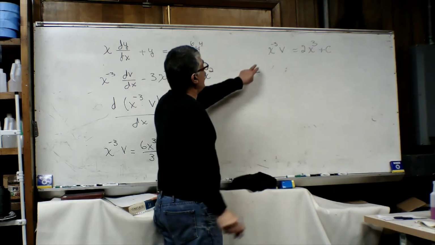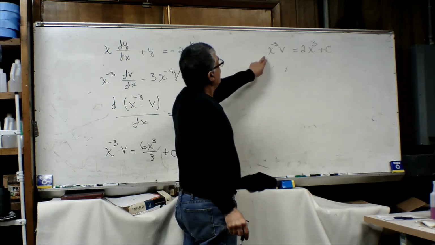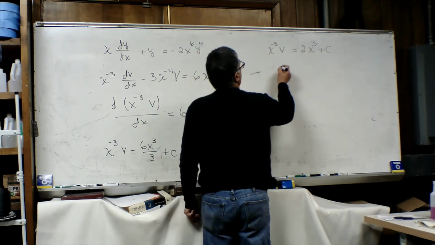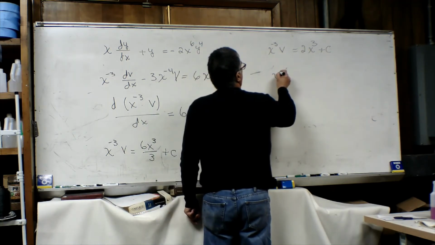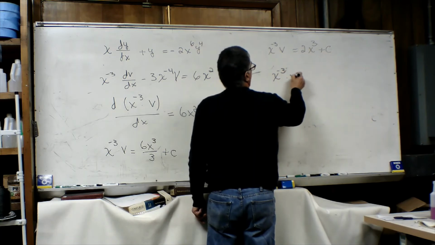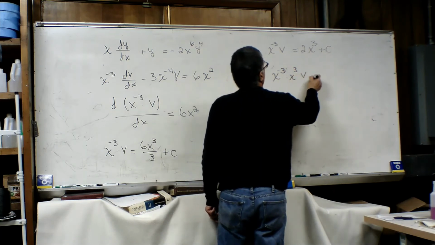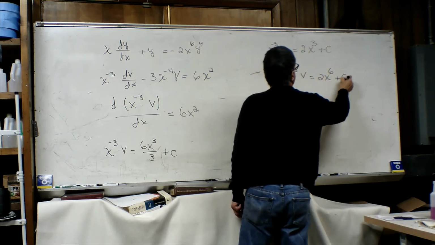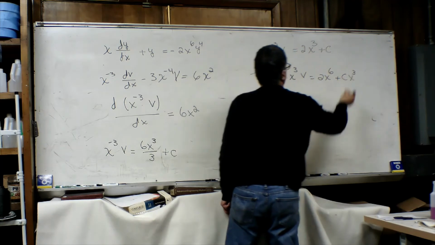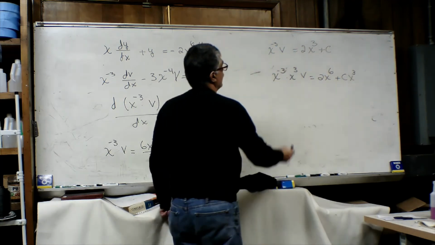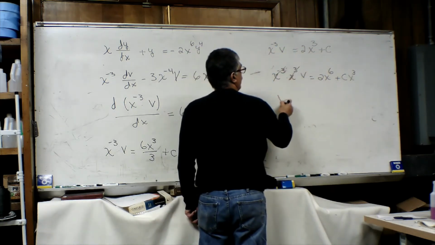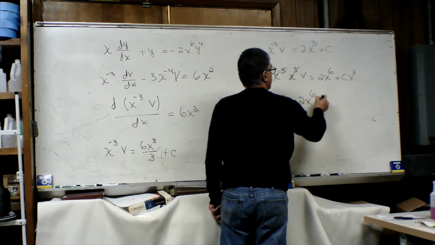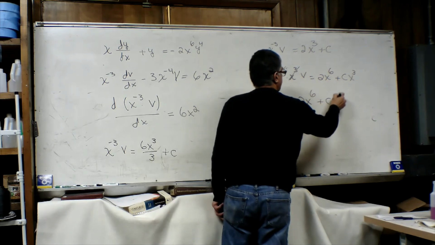So if we multiply both sides by x cubed, we are going to have x to power minus 3 multiplied by x cubed v is equal to 2x to power 6 plus c x cubed. So these two will cancel out, so v will be equal to 2x to power 6 plus c x cubed.